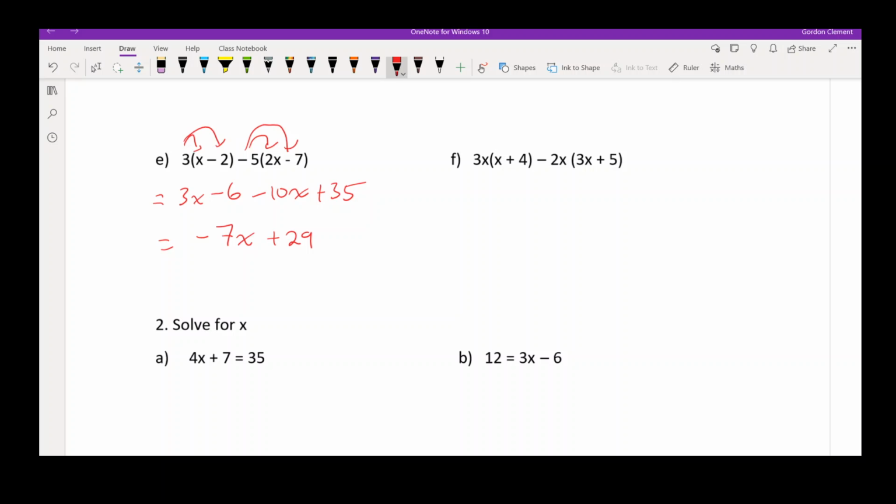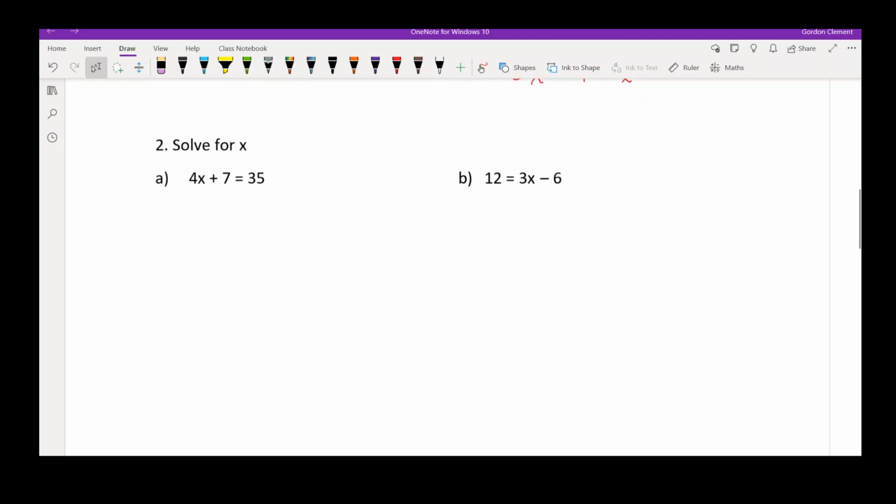Same idea here, but we've got more x's involved. So 3x times x is 3x squared. 3x times 4 is 12x. Negative 2x times 3x is negative 6x squared. Negative 2x times 5 is negative 10x. I've got 3x squared minus 6x squared, I get negative 3x squared. We've got 12x minus 10x. We get positive 2x.